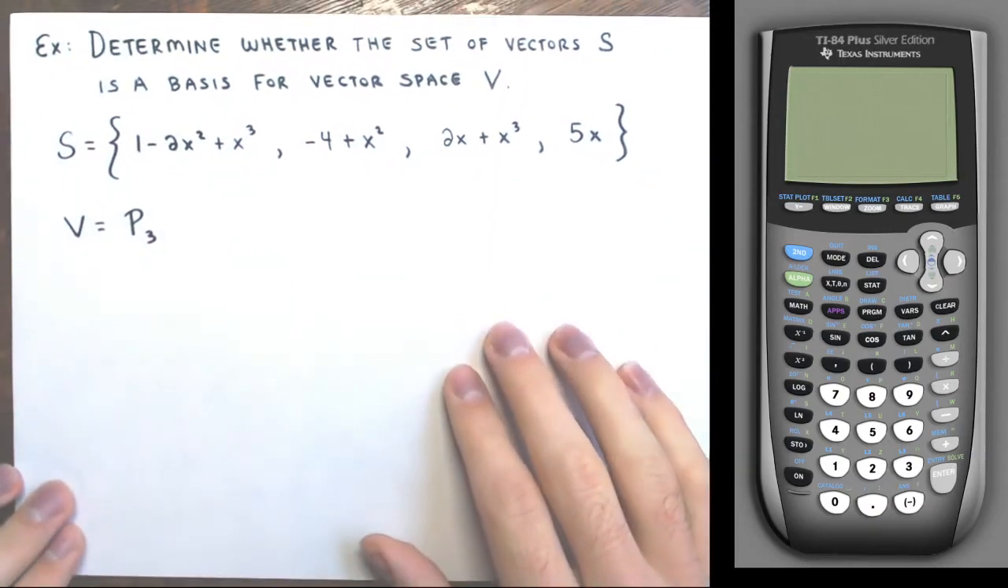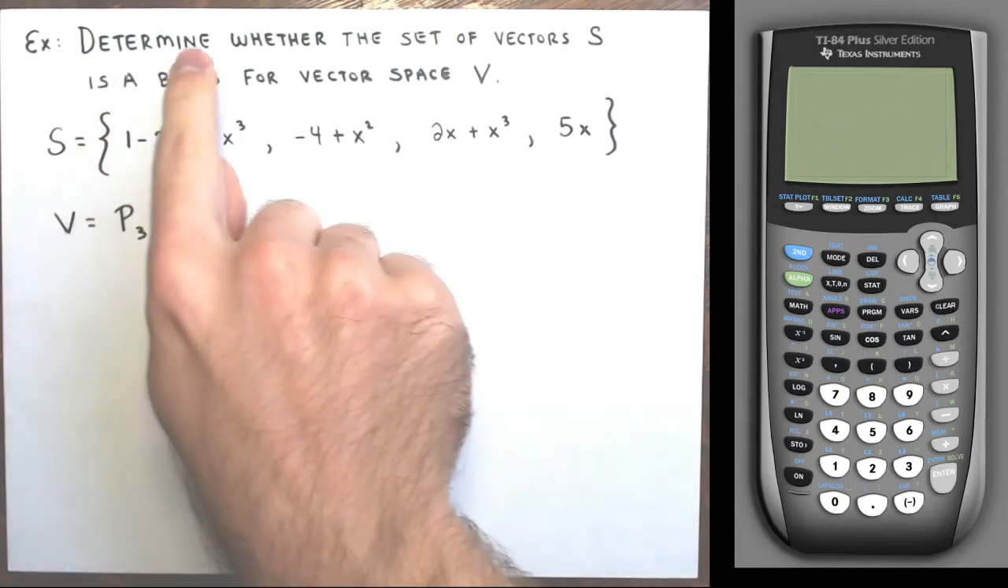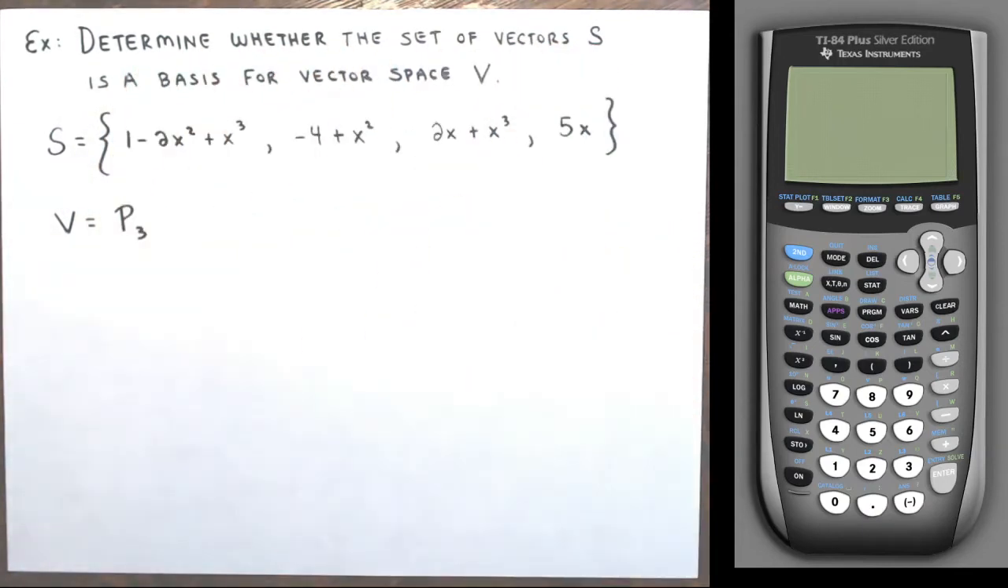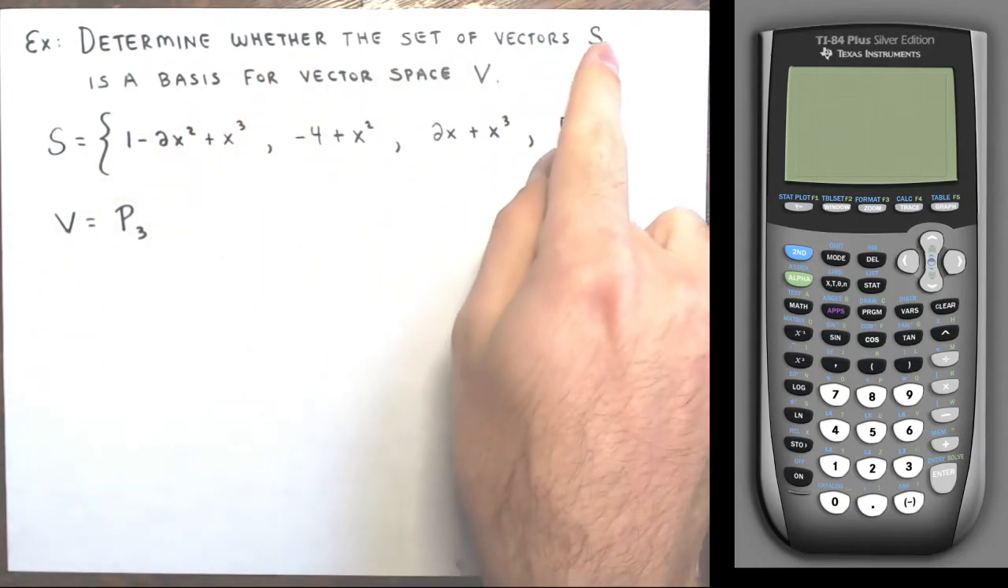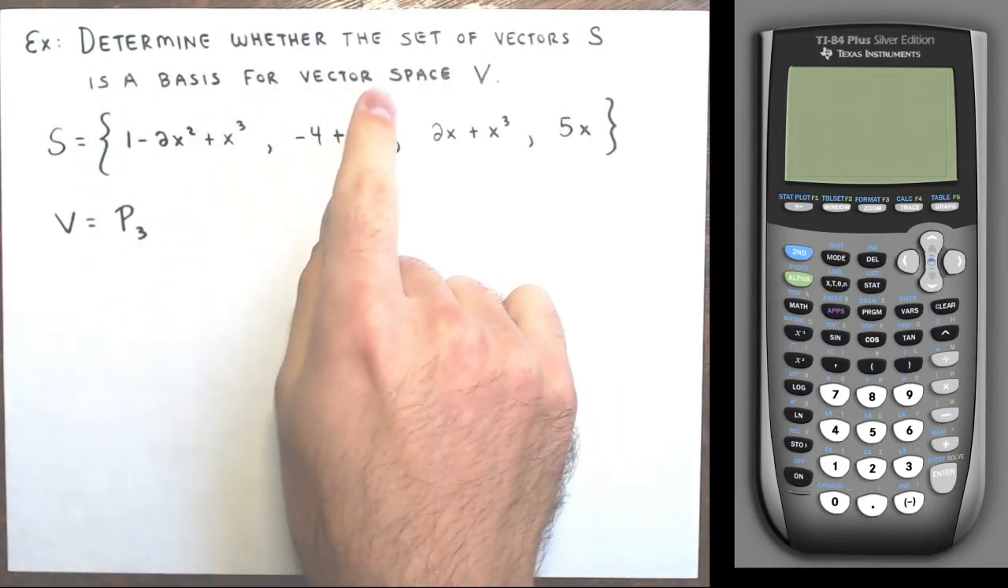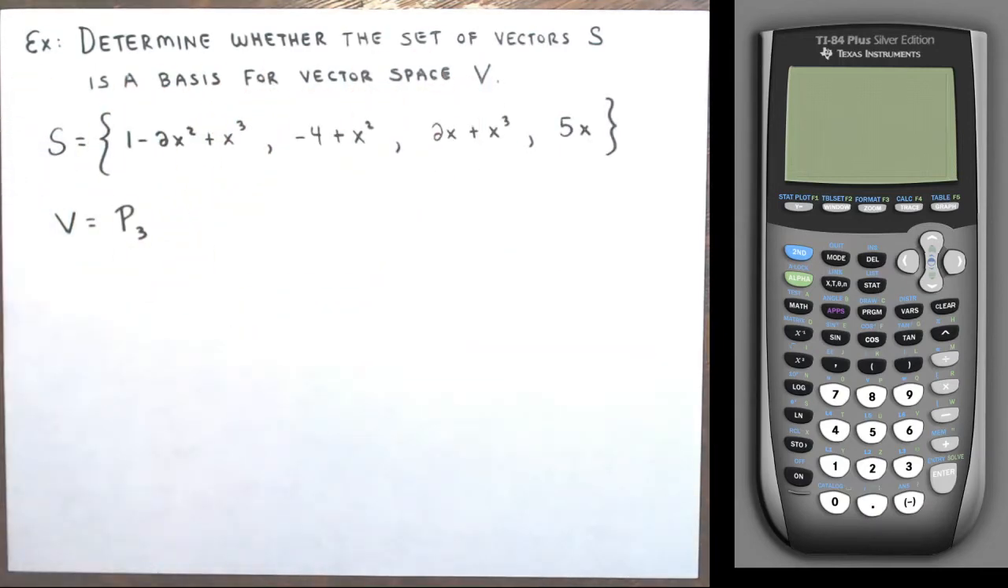All right, my first example. This set of instructions up here is going to be the same for the rest of the video. I am going to be determining whether the set of vectors S is a basis for vector space V. I have done this in a past video with Euclidean spaces, R2, R3, R4, etc., so I am not going to do those in this video. I'm going to be working with other vector spaces, the sets of polynomials and the matrices, really just those two, and we'll go from there.